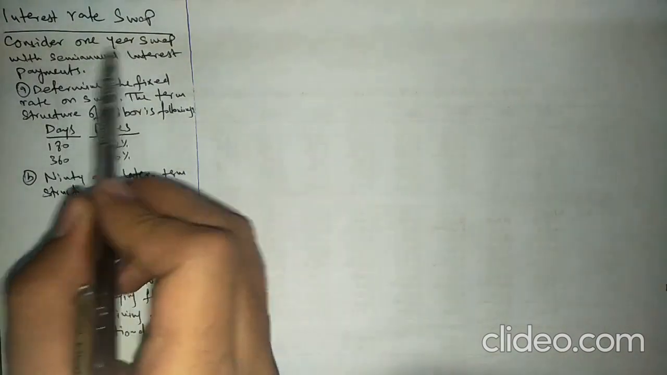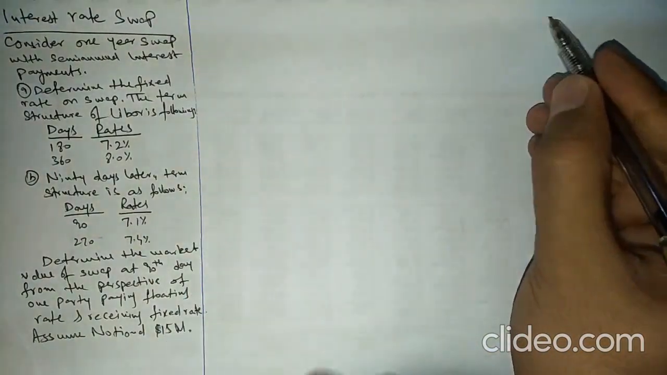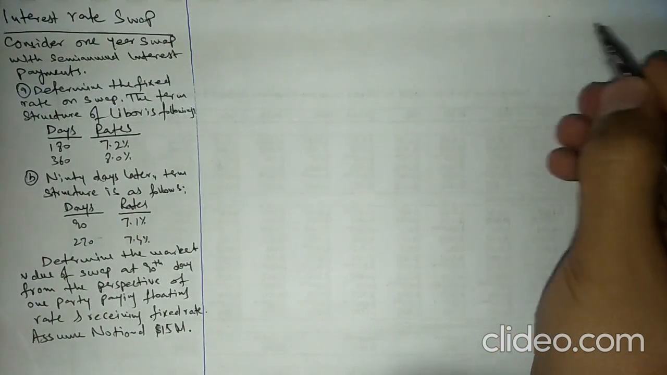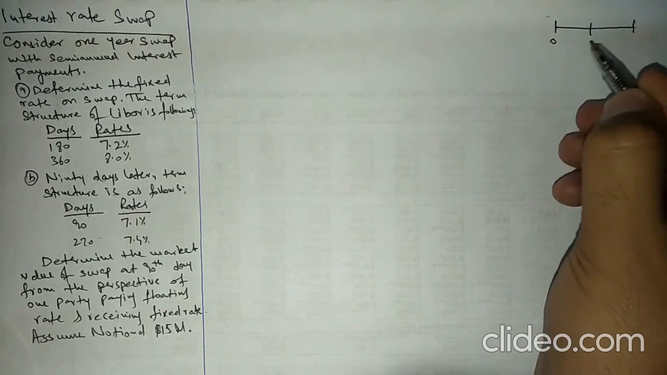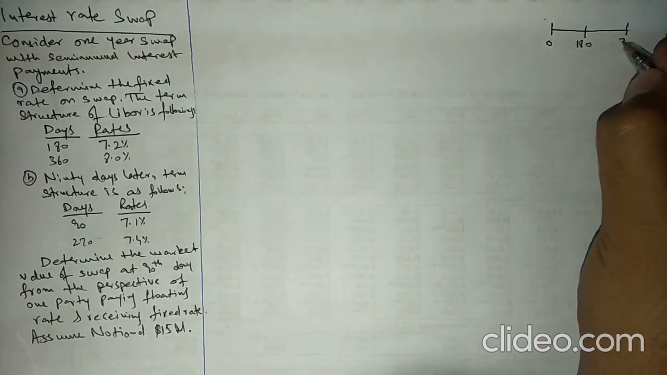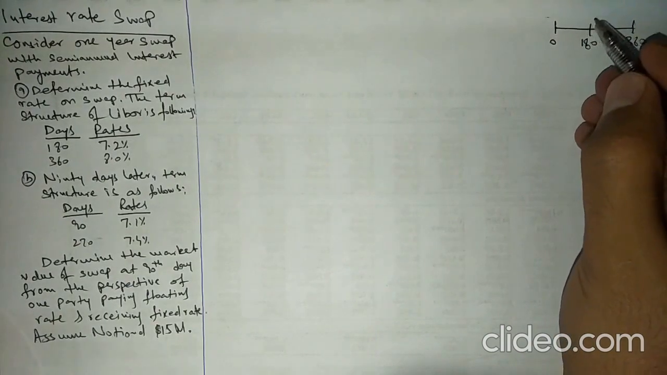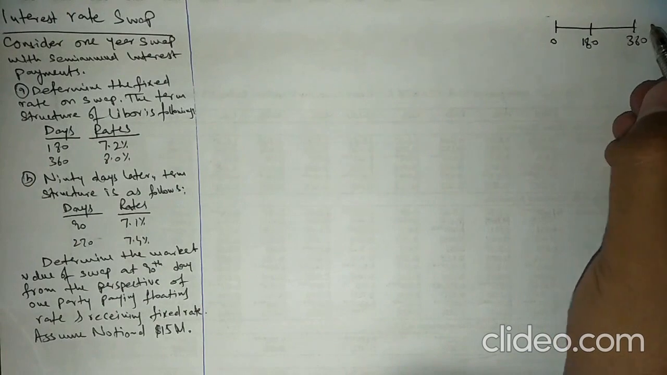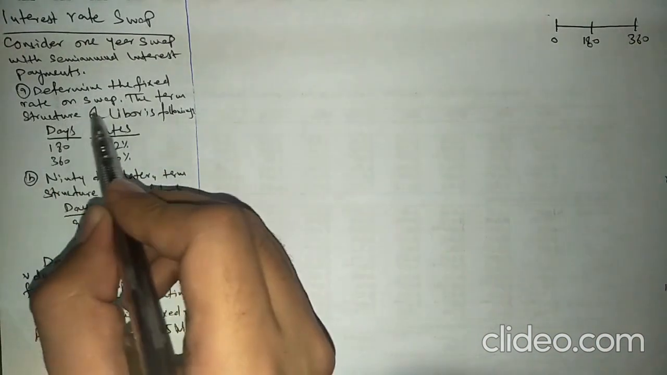The question is, consider a 1 year swap with semi-annual interest payments. So if I draw a timeline, the interest payments are semi-annual. Let's say this is the 180th day and this is the 360th day. So the first interest payment will be made at this point of time and the other interest payment will be made at the end of the 360th day. And the first requirement is to determine the fixed rate on the swap.